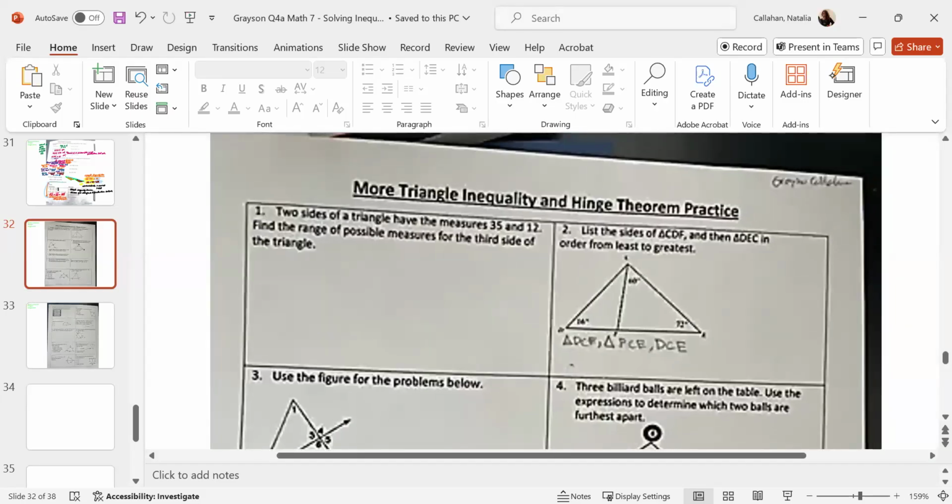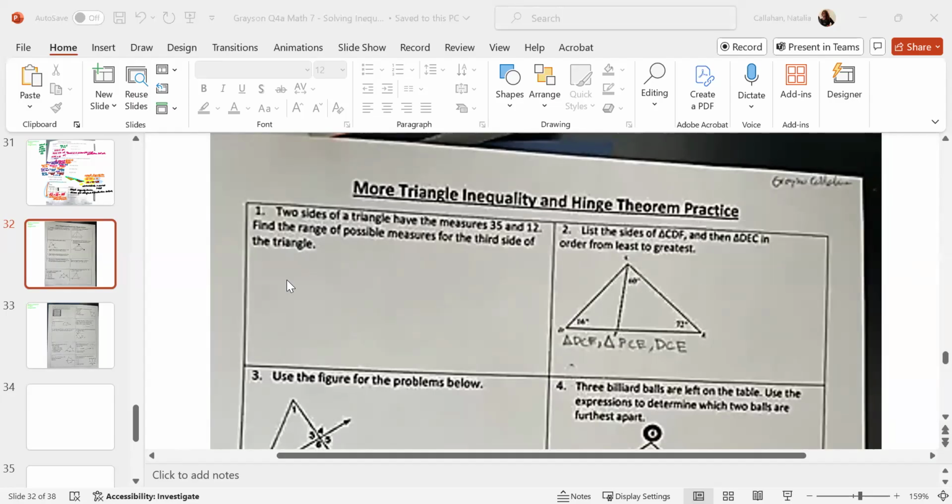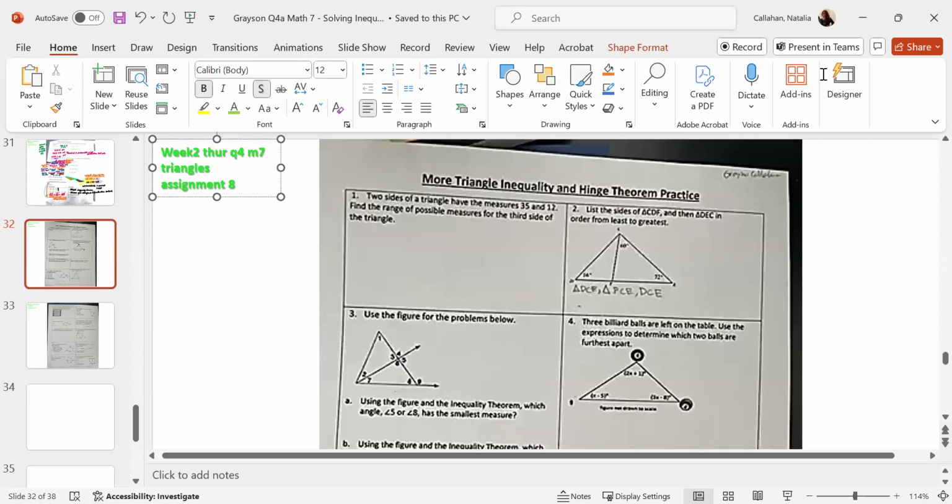Triangle inequality and hinge theorem. Do you know what hinge theorem is? Does she even go over it with you? Yeah, go grab your notebook, please. Go over that. This is week 2, and it's actually Thursday, and this is assignment number 9.